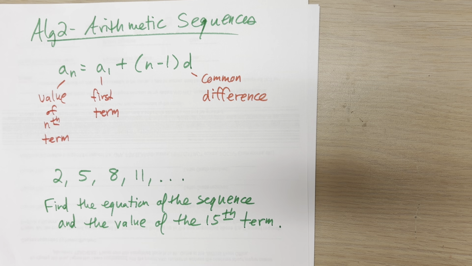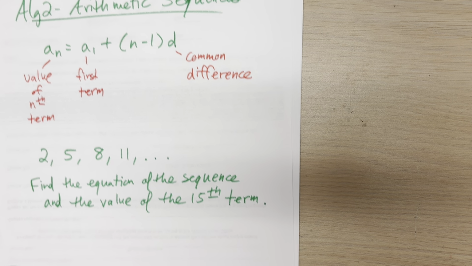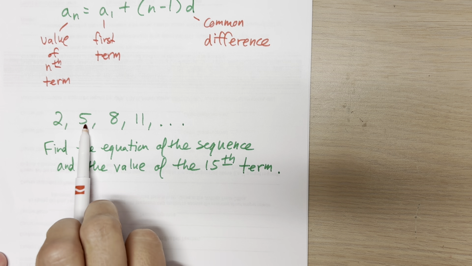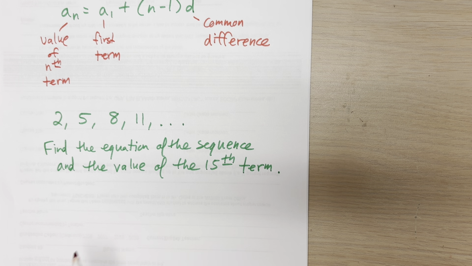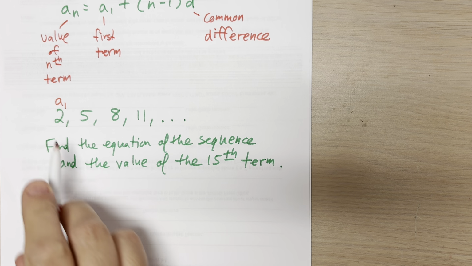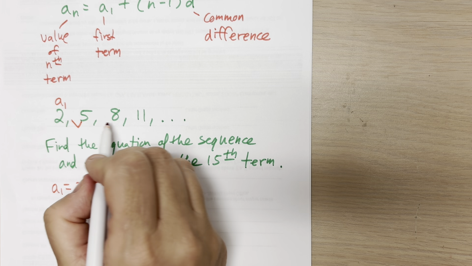All right, so let's try it. We've got two examples to try. In the first one, I've given you a sequence: 2, 5, 8, 11. You have to find the equation of the sequence and then also the value of the 15th term. So right away, I know that the first term is a sub 1, which is 2. Then I have to figure out the difference.